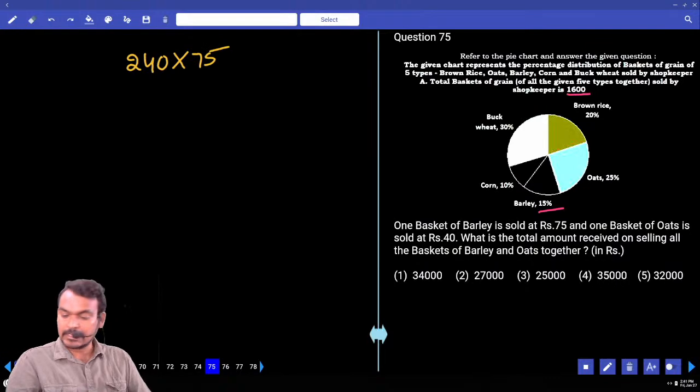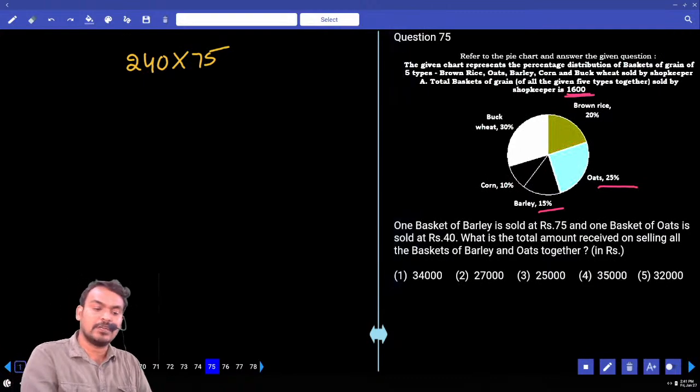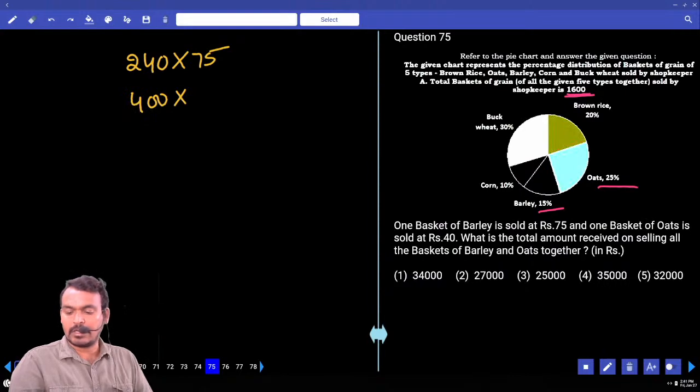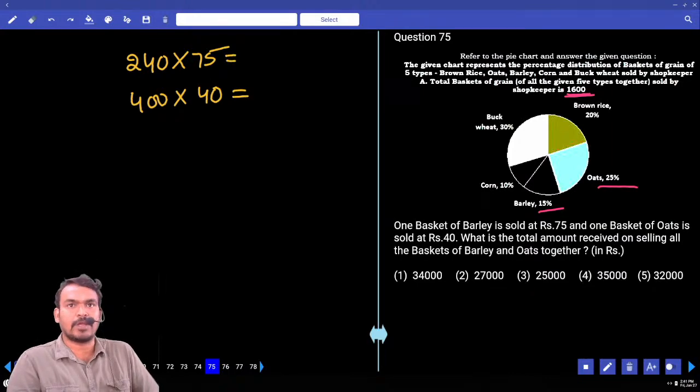75. Next, oats. What is the oats percentage? 25%. What is 25% of 1600? 400. The number of baskets is 400. Each basket is how many rupees? 40, right? The first one is the total cost, the second one is also total selling price, right? These two are added, and we get the total cost.